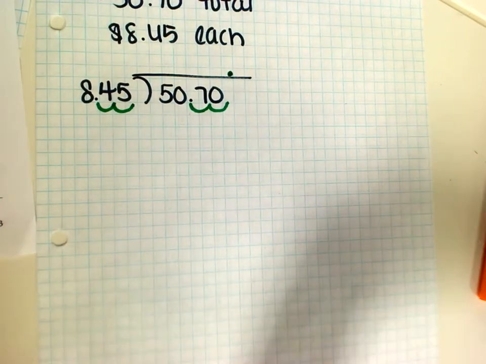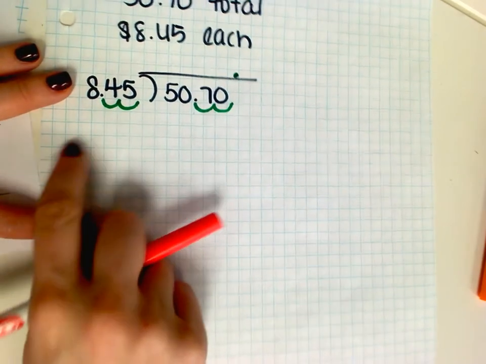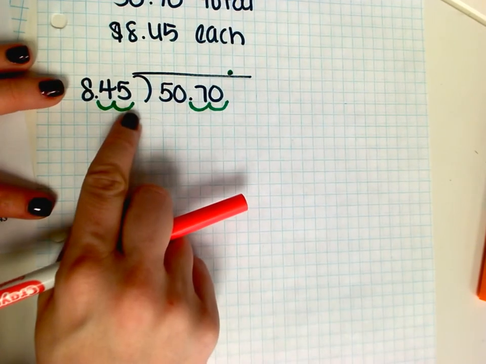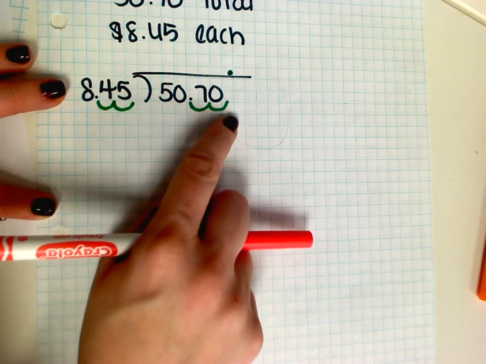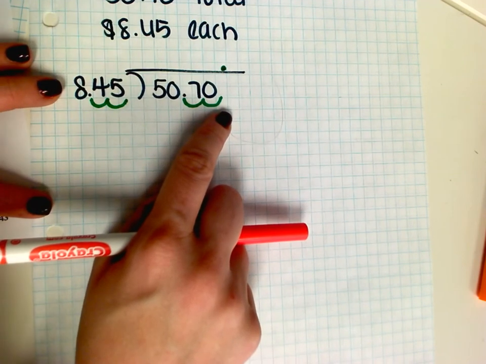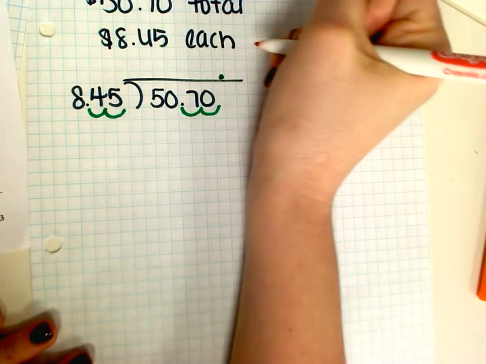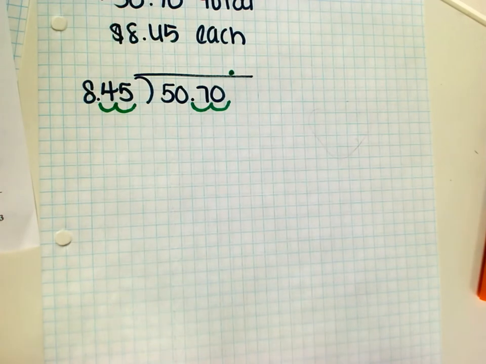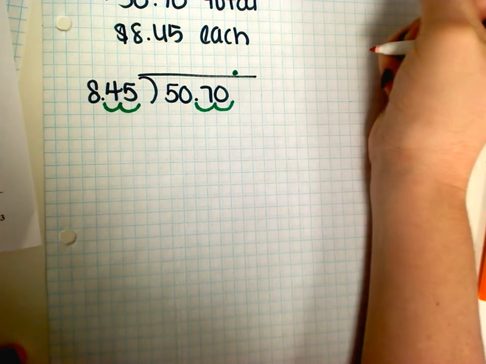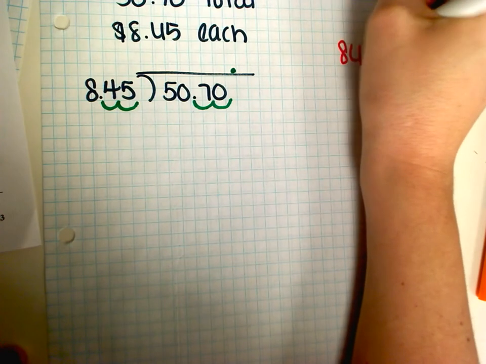Okay, now this is not that easy because now I'm dealing with 845, and how many times I think it goes into 5,070. So where do you think would be a good place to start? How many? What would you start with? Go ahead, Jonathan. 6. Let's try 6.